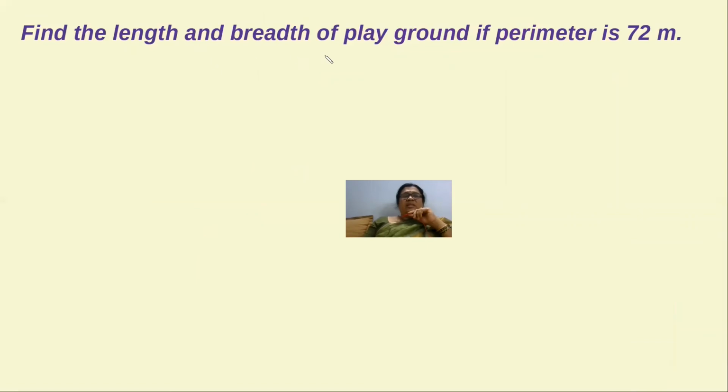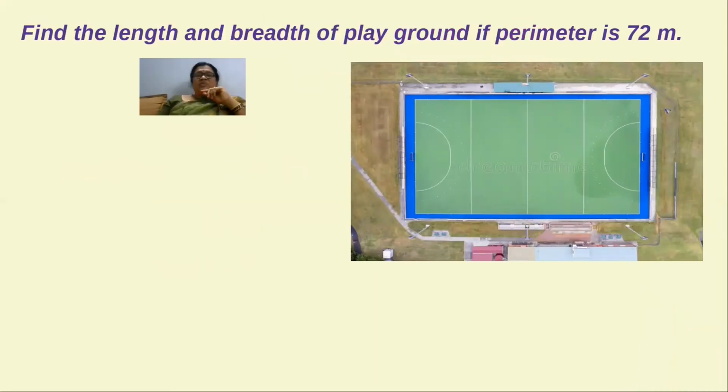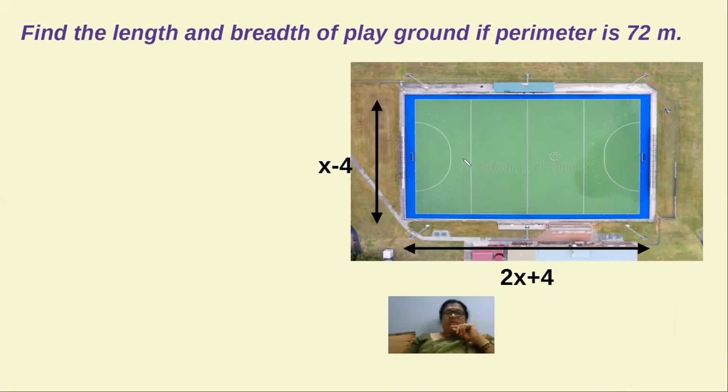See, find the length and breadth of the playground if the perimeter is given. See, this is the playground. In this playground, it is given that the length is 2x plus 4. And the breadth is x minus 4. And what is given in this problem? The perimeter is given. All of you know, when you look at this playground, what is the shape? It looks like a rectangle.